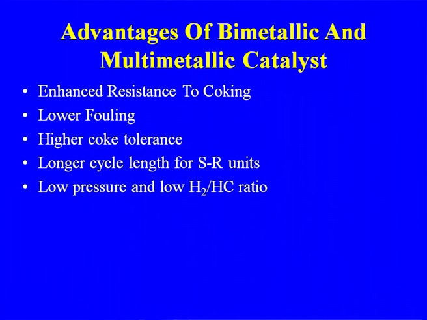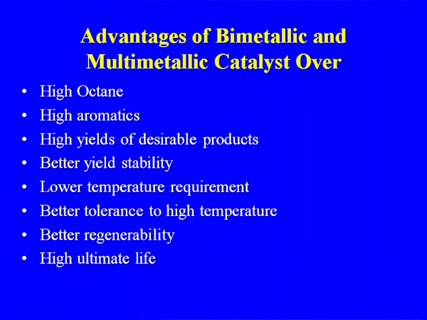What are the advantages, why have we gone for the bimetallic or multimetallic catalyst? Enhanced resistance to coke. As I told you, the catalysts now being developed should have more and more resistance towards coke and towards sulfur compounds, lower fouling, higher coke tolerance, longer cycle length for your reforming units, and low pressure and low hydrogen to hydrocarbon ratio. Because if you are increasing hydrogen, then your operating cost increases. Just to summarize: high octane, high aromatics, high yields of the desirable products, better yield stability, lower temperature requirement, better tolerance to high temperature, better regenerability, and high ultimate life.